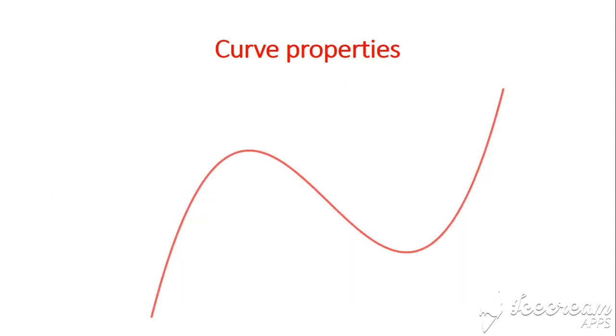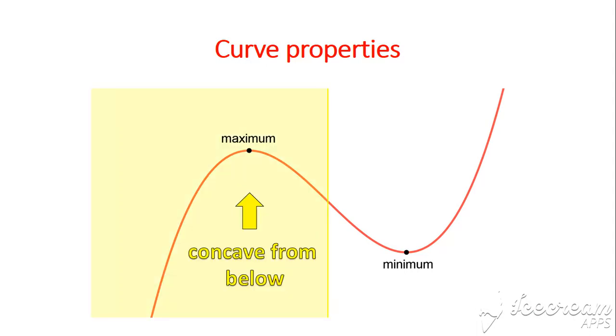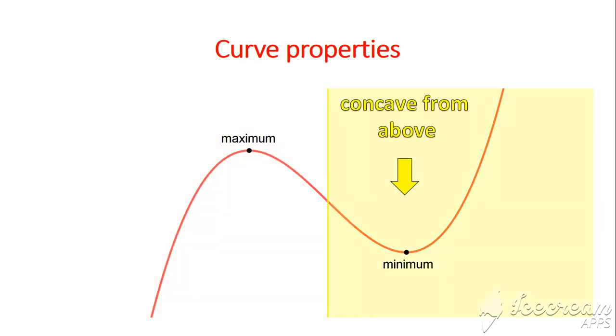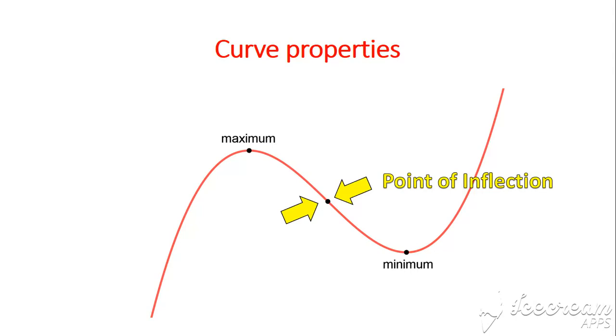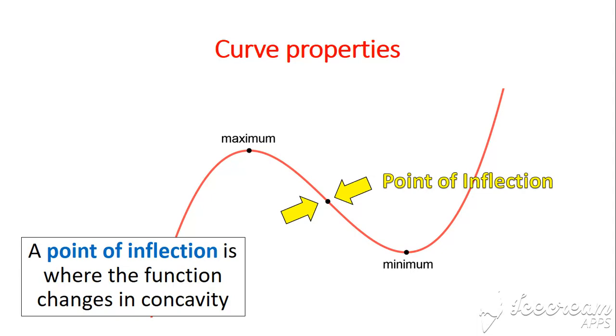Well, here's a function. Here's the maximum point and minimum point. In this section, the graph is concave from below. The cave is looking out down from below. In this section, this is concave from above. The cave is looking from above. It's at this point we call it a point of inflection. And a point of inflection is where the function changes in concavity.